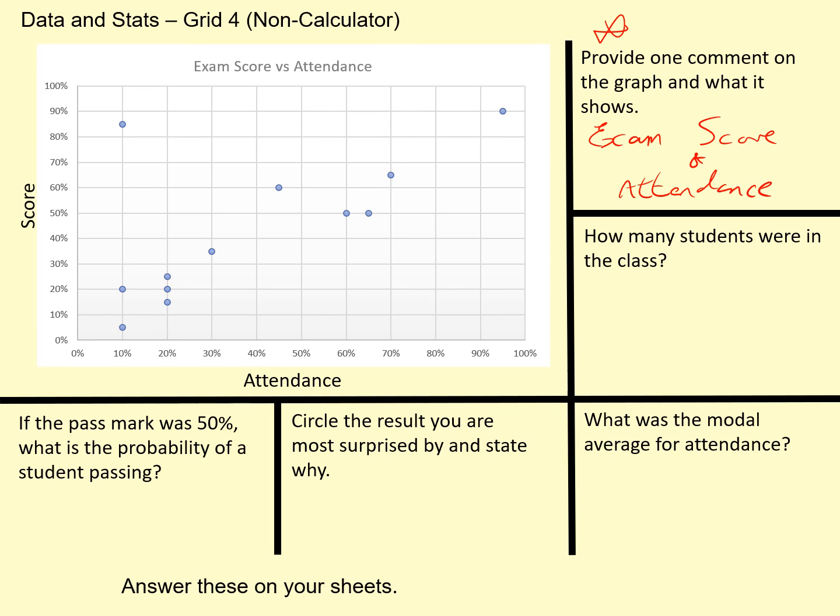How many students were in the class? Well, we can count how many dots were there. So let's have a look. 1, 2, 3, 4, 5, 7, 8, 9, 10, 11, 12. So there was 12 dots on the graph. So 12 students or 12 bits of data in there.